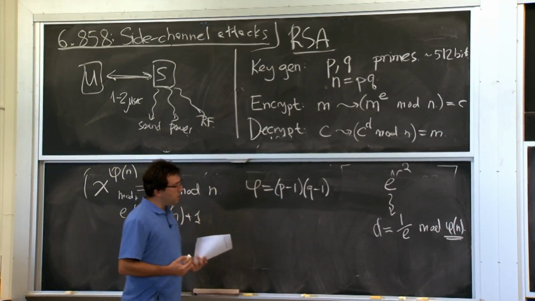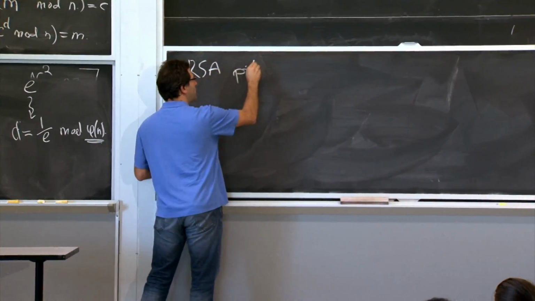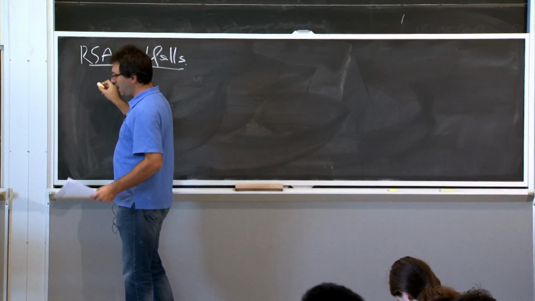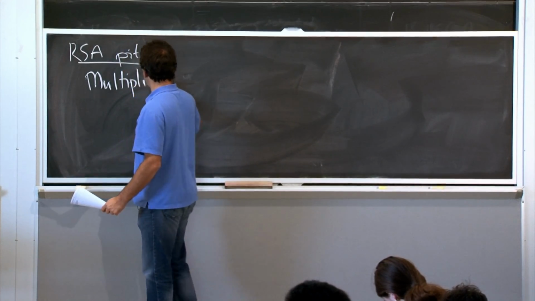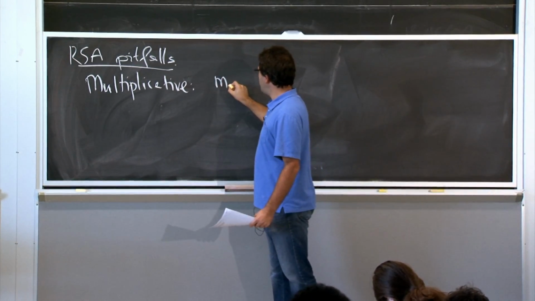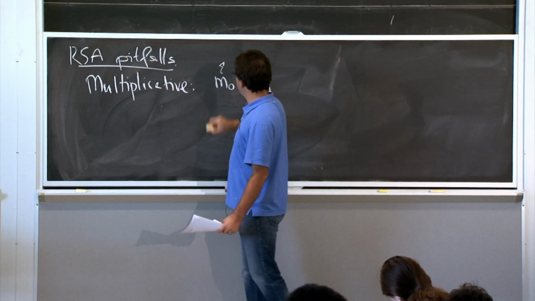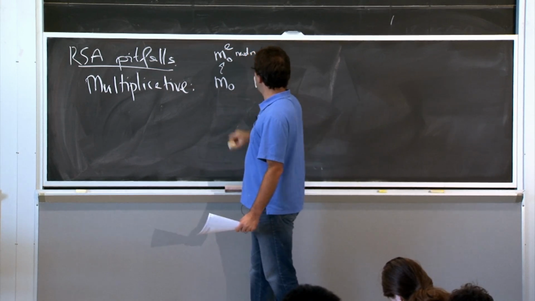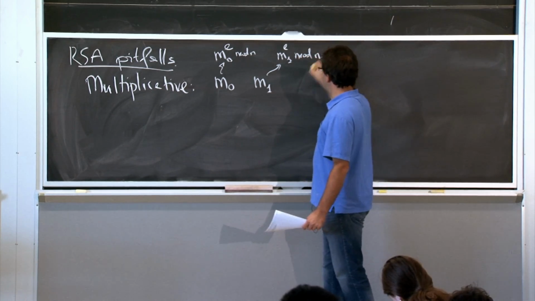All right. So the first thing I want to mention is various RSA pitfalls. One of them we're actually going to rely on in a little bit. So one property is that it's multiplicative. What I mean by this is that suppose we have two messages, M0 and M1. And suppose I encrypt these guys. I encrypt M0, I'm going to get M0 to the power E mod n. And if I encrypt M1, then I get M1 to the E mod n.